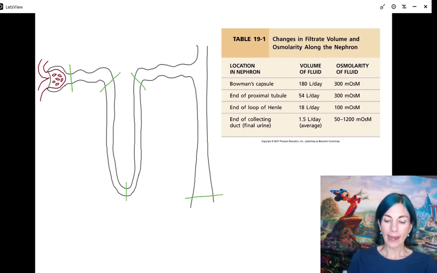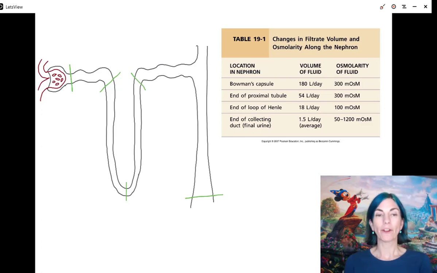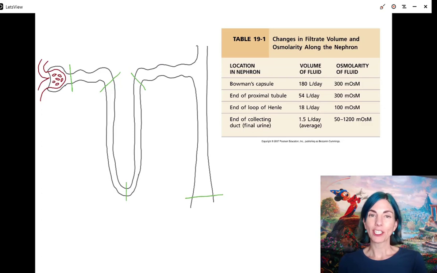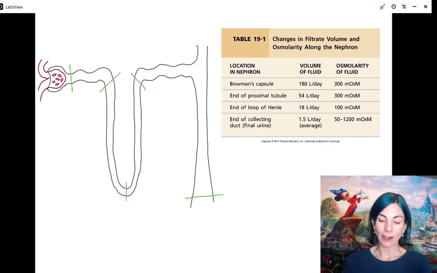So let's go ahead and start with filtrate at our first checkpoint. In a previous lecture, we learned about the glomerular filtration rate, and we know that the glomerular filtration rate should be maintained at 180 liters per day. So it would be reasonable to assume that the amount of filtrate that crosses our first checkpoint collectively across all of the nephrons and per day is going to be about 180 liters.